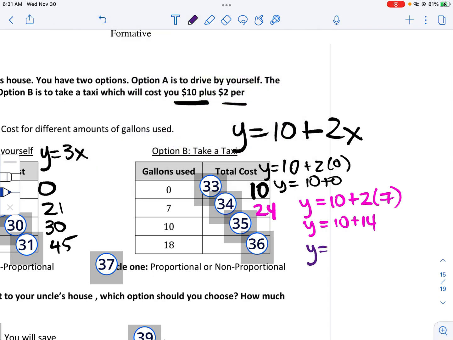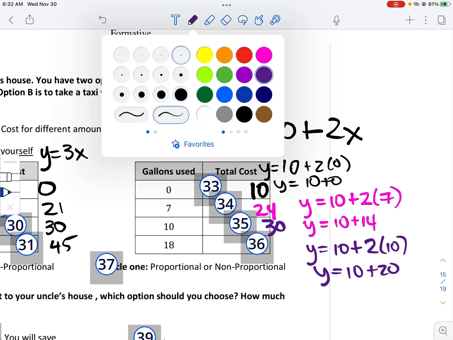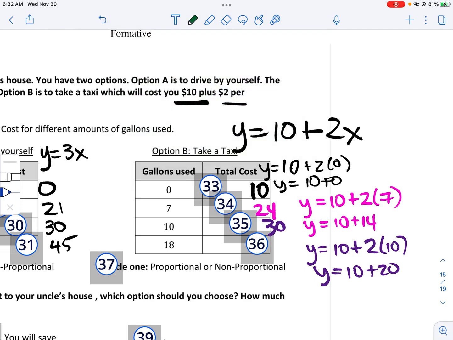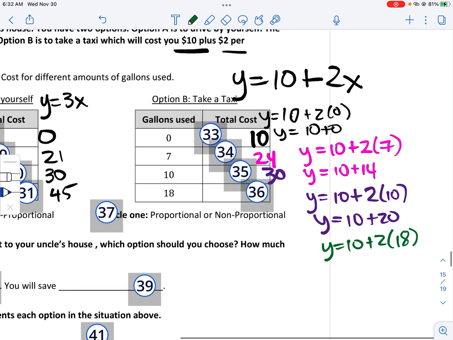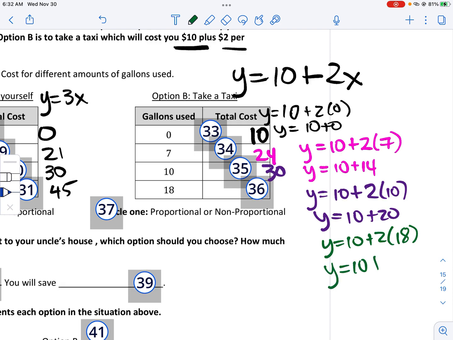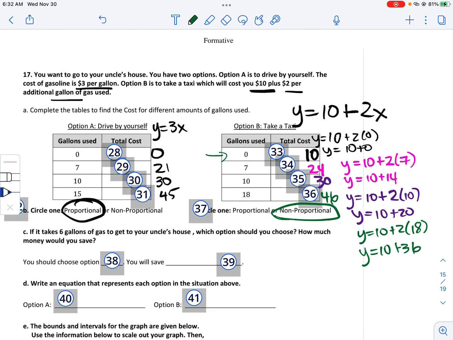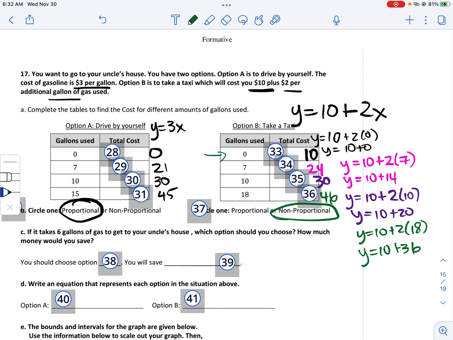The next one, it is 10 plus 2 times 10. 10 plus 20 equals 30. And last but not least, 10 plus 2 times 18. 10 plus 36. So this would get me 46. Is it proportional? No, it doesn't go through 0, 0. This right here does not go through 0, 0. So if it takes 6 gallons of gas to get to your uncle's house, which option would you choose?